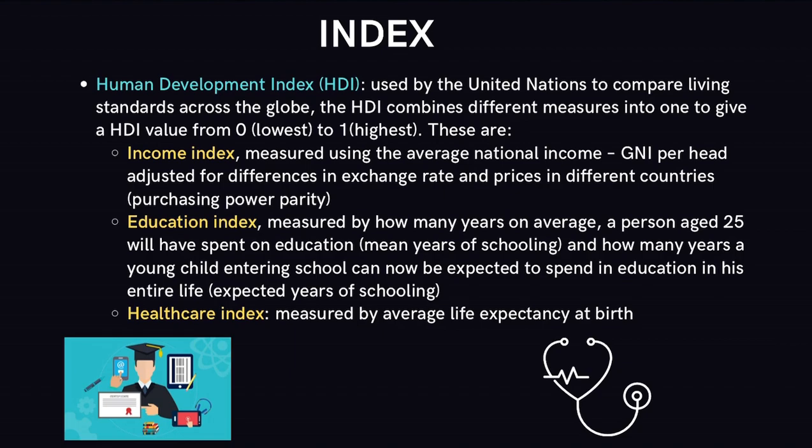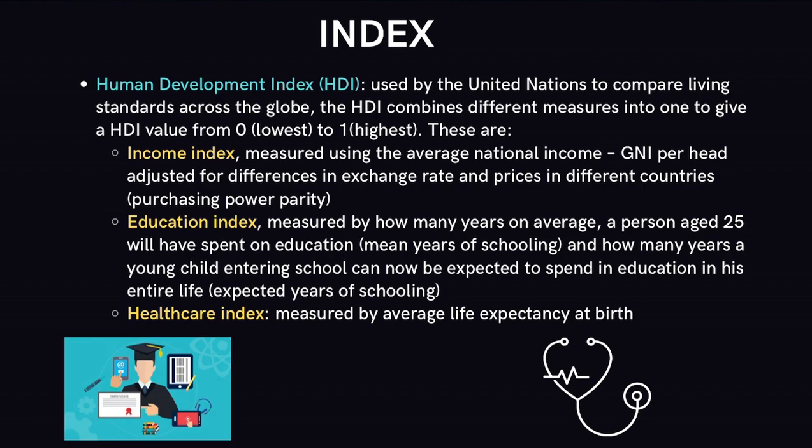Under Income Index, it is measured using the average national income, which is the gross national income per head, adjusted for differences in the exchange rate and prices in different countries, which includes the purchasing power parity, which means how easy is it for people to purchase goods, how much is the purchasing power parity in the country.